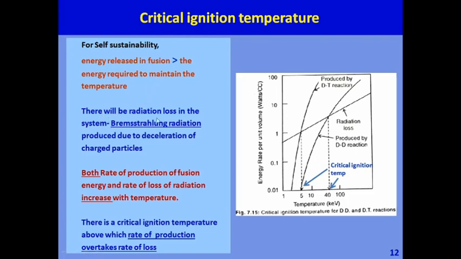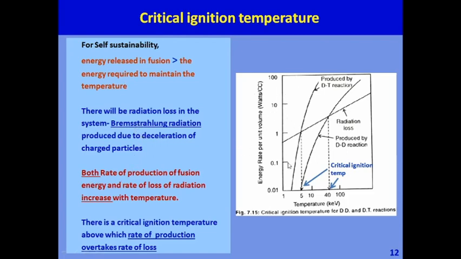And also there will be radiation loss in the system. Wherever there is temperature or heat, there will be some radiation loss, that is called Bremsstrahlung radiation. It is produced due to deceleration of charged particles. You have these charged particle nuclei in a very fast environment. Sometimes there will be deceleration. When these charged particles are decelerating, you will have a radiation loss in the form of Bremsstrahlung radiation. So these two things are there: one is the energy required to maintain the temperature, and the other is the loss.